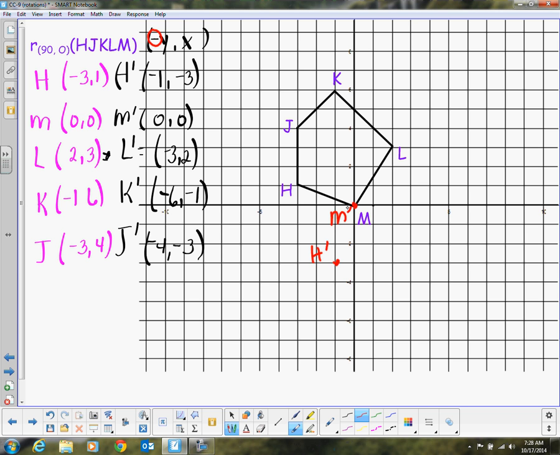Then we do negative 3, 1, 2, 3, and up to, this is L prime. And then we do negative 6, 1, 2, 3, 4, 5, 6, and we're going down 1. That's K prime. And now we want to go negative 4, 1, 2, 3, 4, 1, 2, 3. And that is J prime. And so now we should be able to connect our dots. And we should have that figure that has been rotated 90 degrees about the origin.